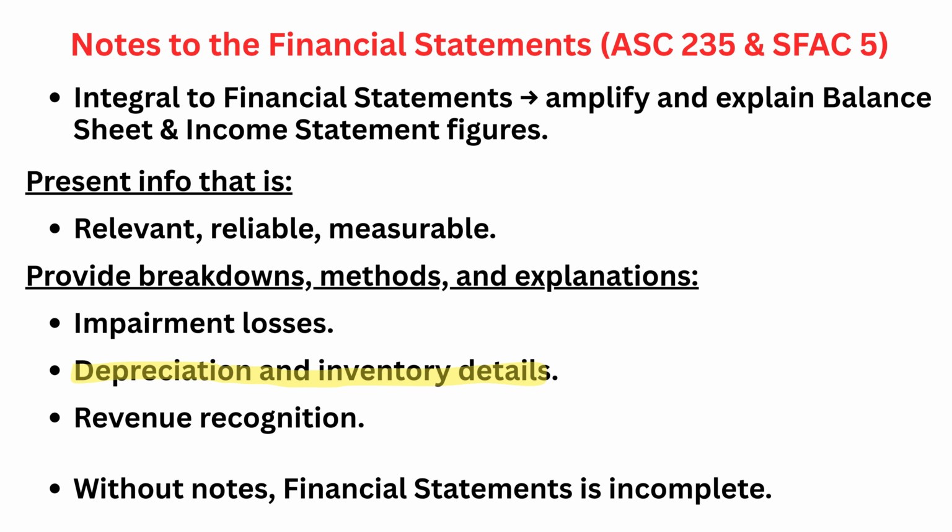Second, depreciation and inventory methods. The financial statements show only the final numbers, but the notes explain the methods used. For example, the note may explain whether the company uses straight-line depreciation or an accelerated method. Similarly, for inventory, the note will state whether the company uses first in, first out or weighted average. This helps users understand how the numbers were derived.